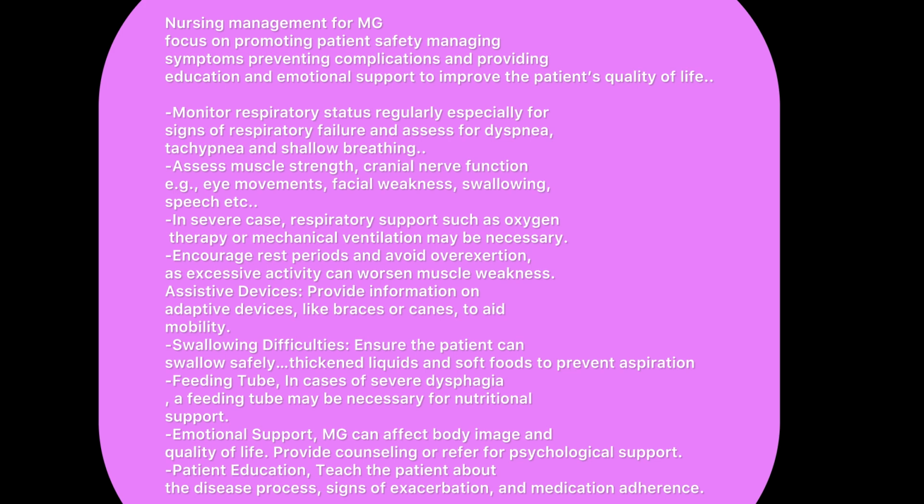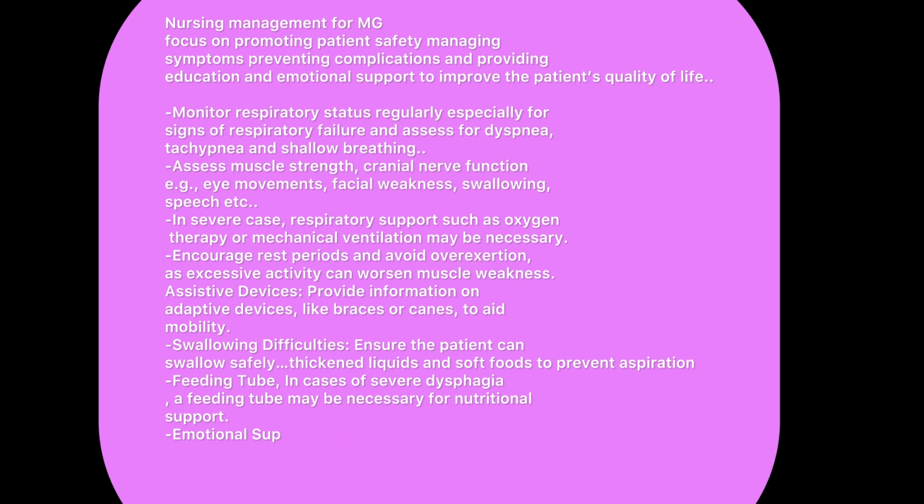Encourage rest and avoid overexertion, as excessive activity can worsen muscle weakness. Provide assistive devices. In case of swallowing difficulties, ensure the patient can swallow safely. Provide thickened liquids and soft food to prevent aspiration. MG can affect body image and quality of life, so provide adequate emotional support and family education, provide counseling, or refer to psychological support.